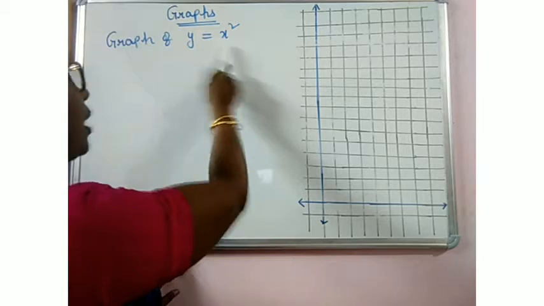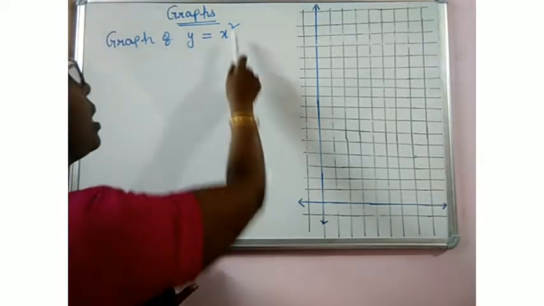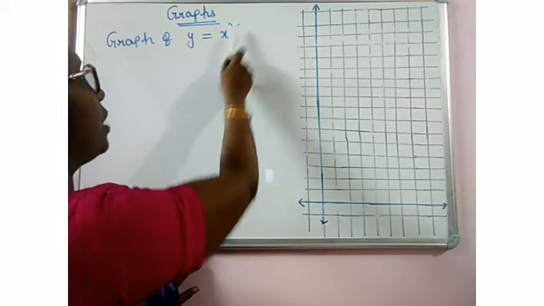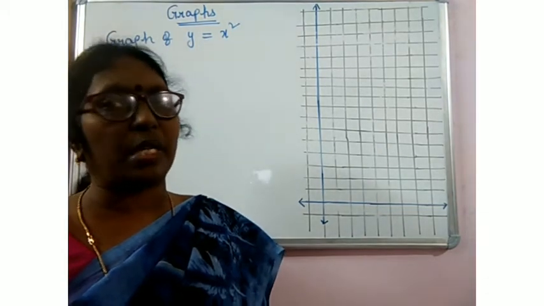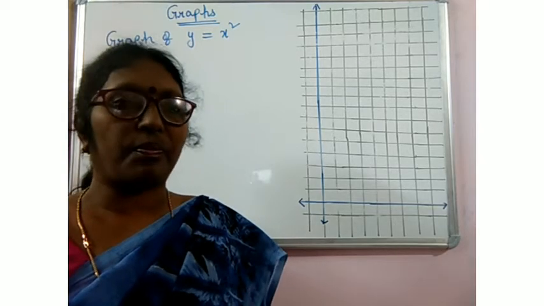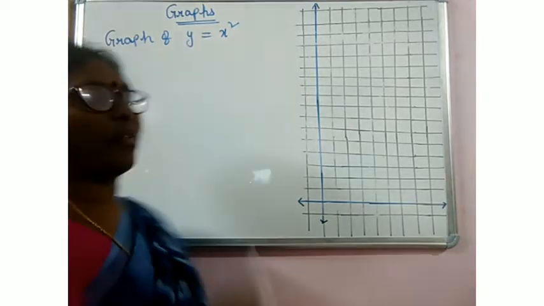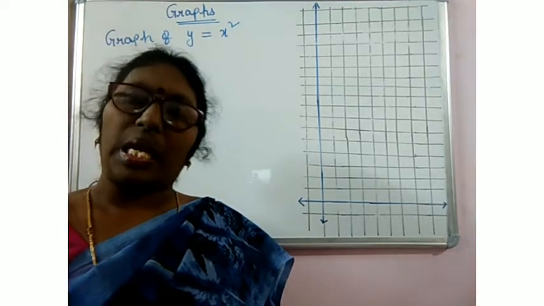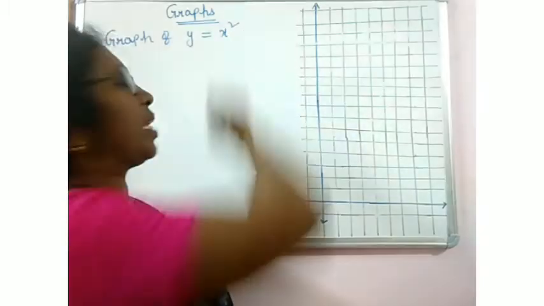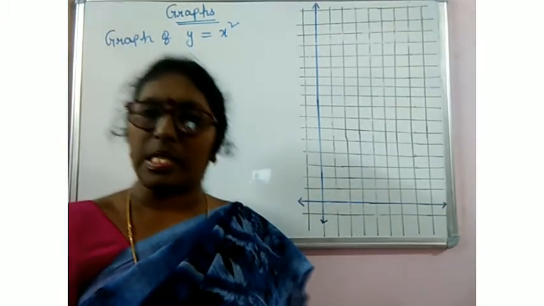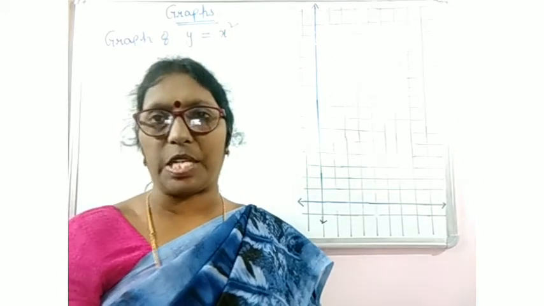Y is equal to x square is the equation. The highest power of the variable is 2. So this is a quadratic equation, not a linear equation. An equation in which the highest power of the variable is 1 is a linear equation. But here the power of this variable is 2. So this is not a linear equation. How to draw the graph of this equation?